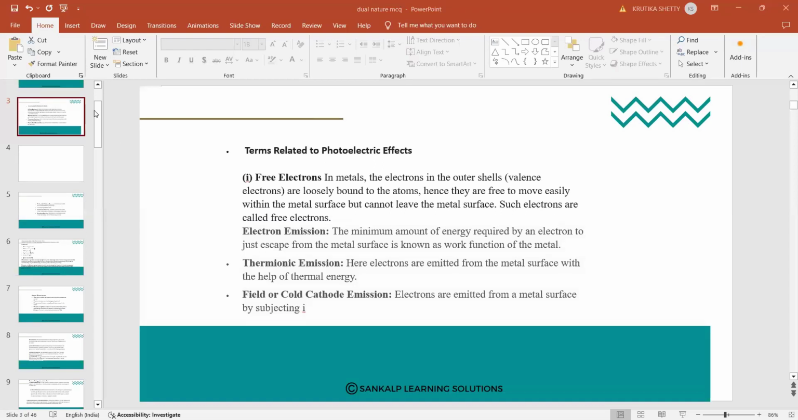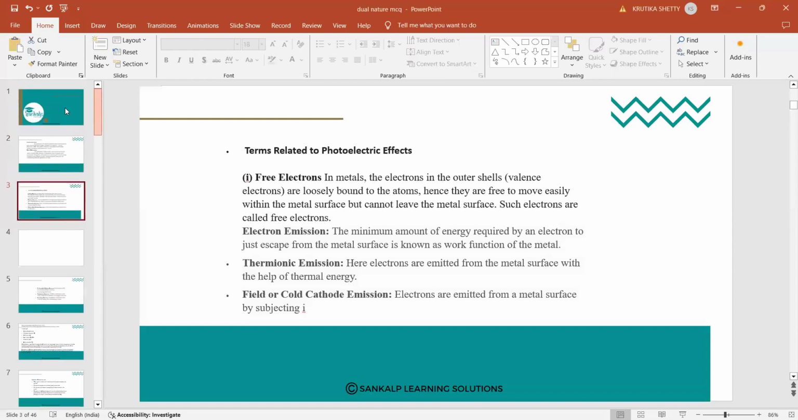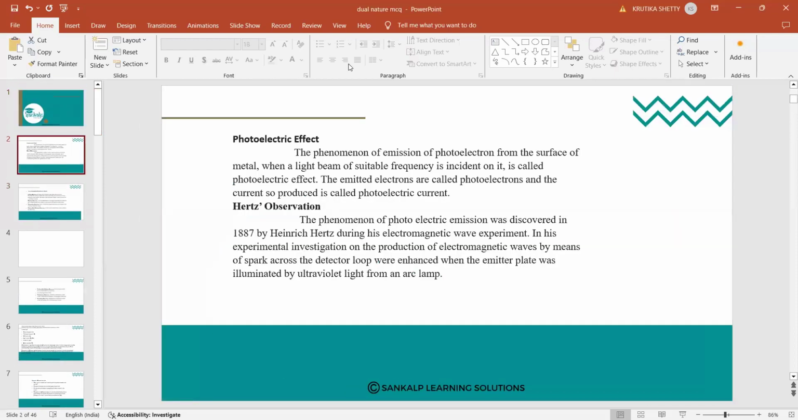Good morning, students. So we have started with the dual nature of matter and radiation topic. In the last class, we discussed some definitions, like what do you mean by electron emission and types of electron emission. Can anyone tell me how many types there are in electron emission? Four. Yes, four types are there: photoelectric emission, field emission, thermionic emission, and secondary emission. These are the types of electron emission.